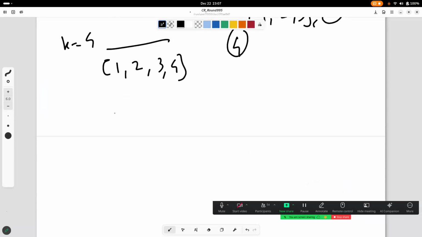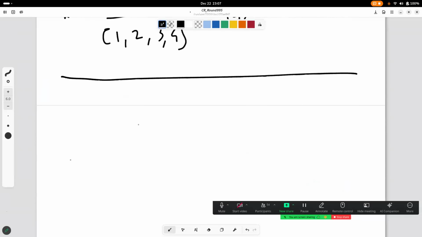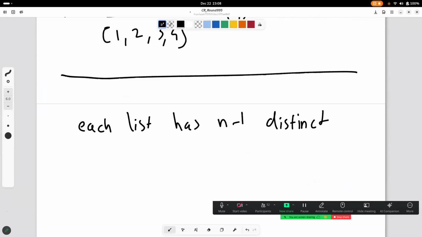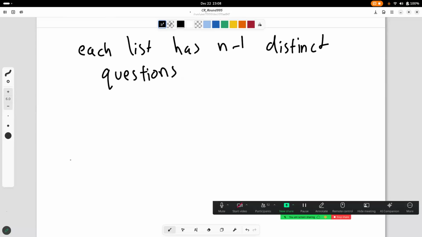Now, if you actually work out what's happening, each list has exactly n minus 1 distinct questions. This won't change. Now the question is about k, the number of questions that you can solve.